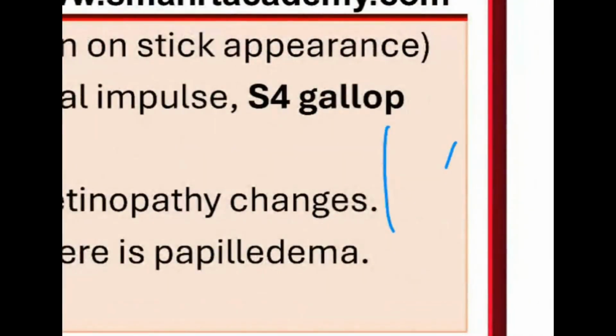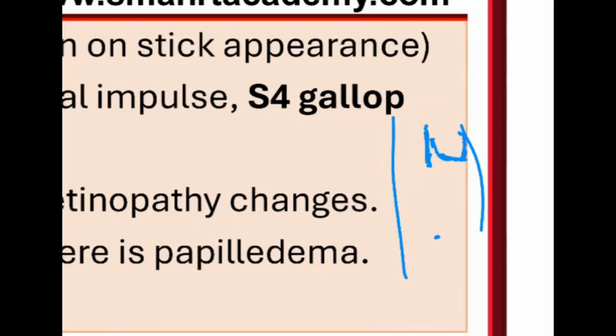So normally, if this is the umbilicus and this is the sternum, the apex of the heart should be at the left fifth intercostal space in the mid clavicular line. Okay, half an inch medial to the mid clavicular line. If left ventricular hypertrophy is there, then this apex will shift laterally. So there will be displacement of the apex. Shifting of the apex occurs.